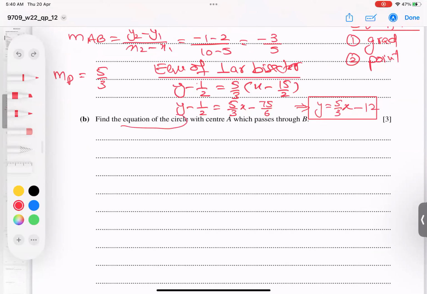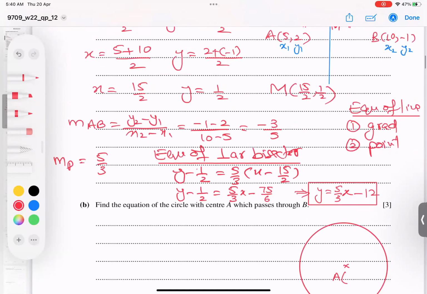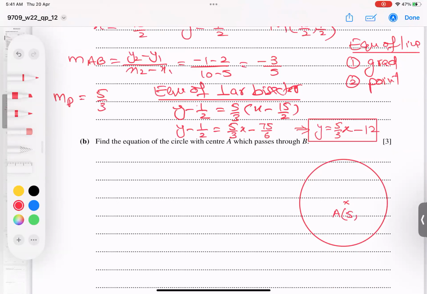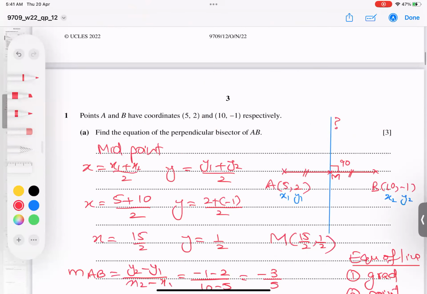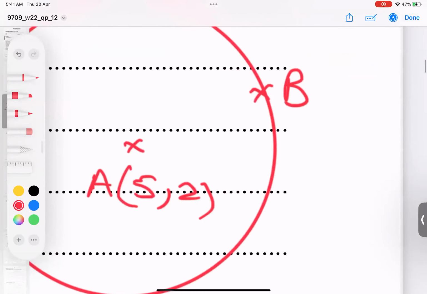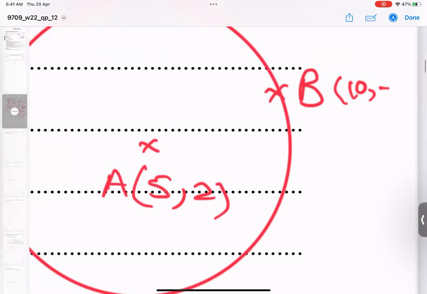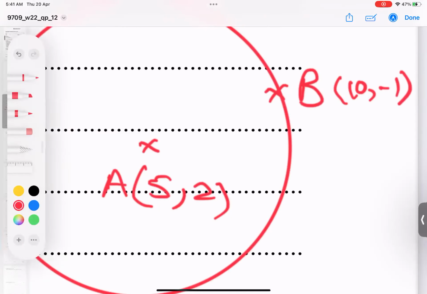Find the equation of a circle with center A that passes through B. It means the equation of the circle: the center is A, so A's coordinates are (5, 2), and it passes through B, where B lies somewhere, and B's coordinates are (10, -1). Okay.